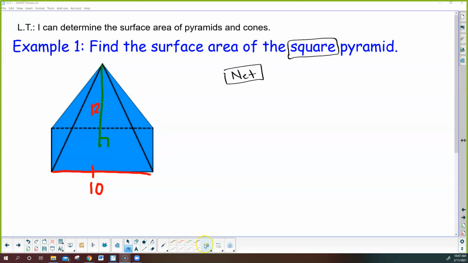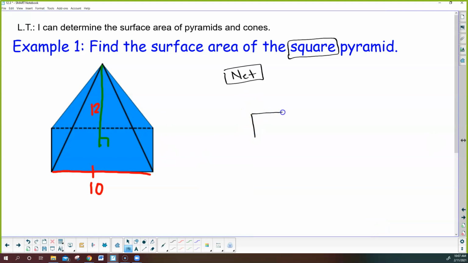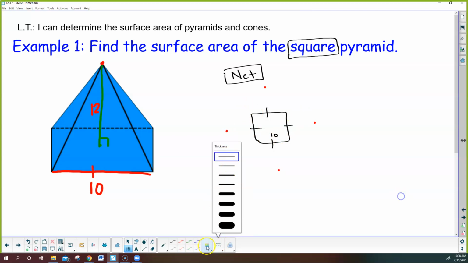All right. If I draw my net, it does not need to be pretty. I know I have a square base, so I'm going to draw this to the best of my ability. Maybe use congruent markings and just label that each side is 10. And then if I take my vertex and I just put a point out here, since it's a square, I know all these triangles are going to be congruent.